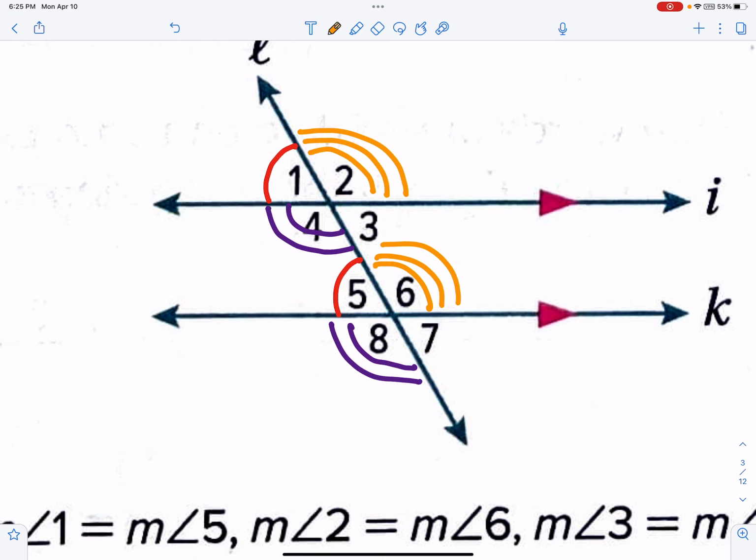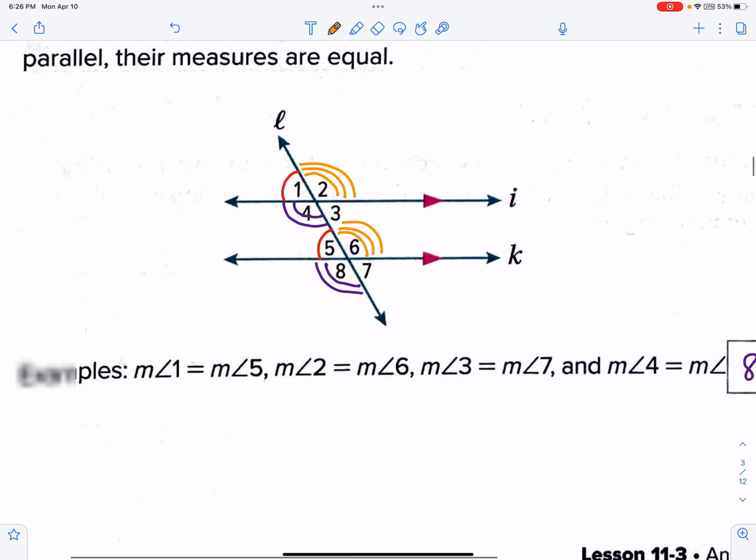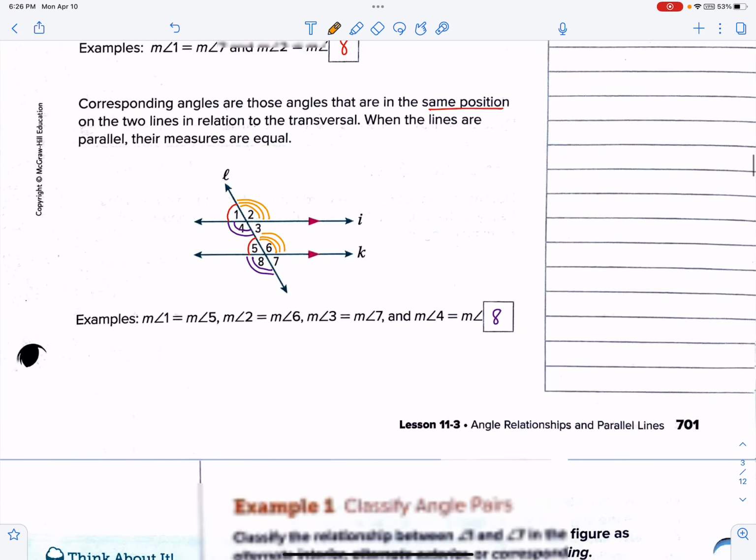We talked about complementary angles in our last lesson. Corresponding and complementary are two different things that you're going to have to keep track of. All right, and so obviously 3 and 7 are also corresponding angles, and so they're equal to each other.